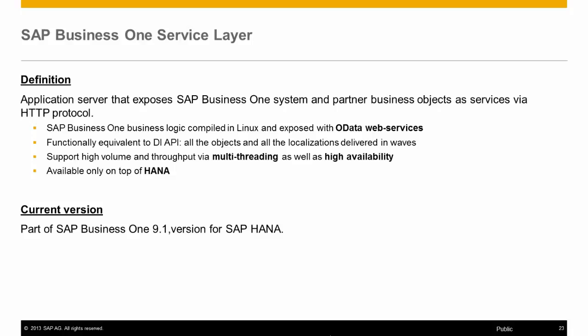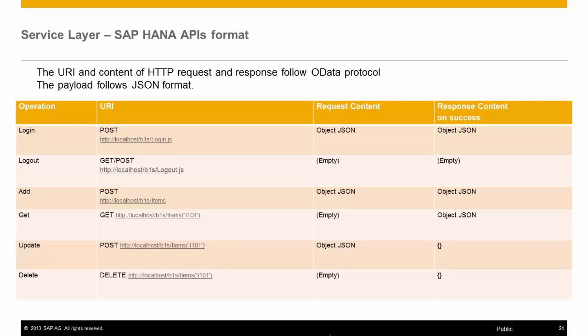While the service layer is specific to HANA, the SAP Business One Studio SDK and SAP Business One Integration Framework work with both SAP HANA as well as Microsoft SQL Server. The service layer uses HTTP requests and responses back to SAP Business One following the OData protocol, which, both HTTP and OData, are industry standard protocols. You will also note that the payload of the response and request is in JSON, or JavaScript Object Notation, which is a lightweight data interchange format. It is easy for humans to read and write, and it is easy for machines to parse and generate.